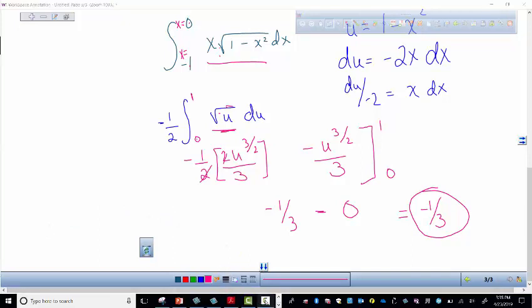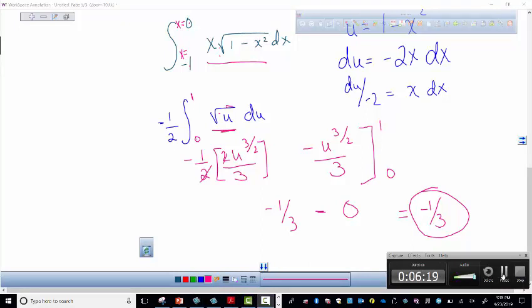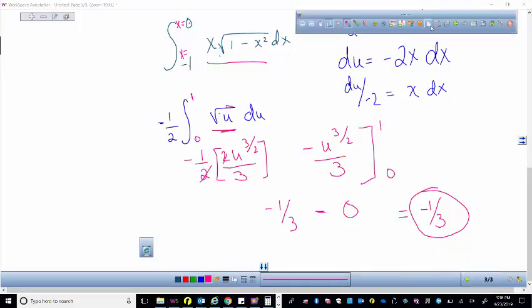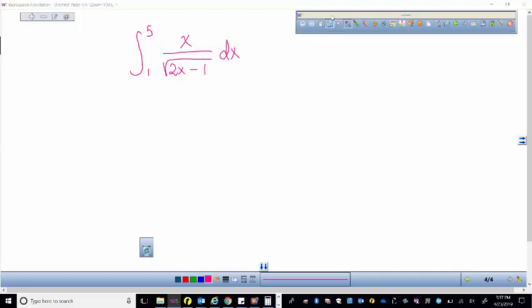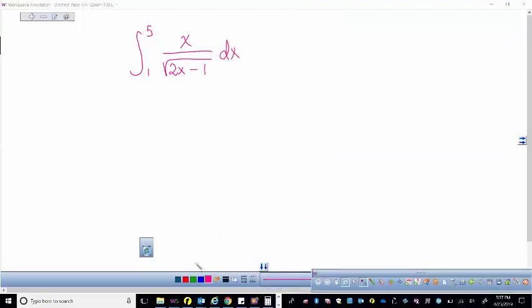And we're going to try one more with the special U-sub. Okay, so we're going to look at one of those special U-substitutions, like you have to do double substitution. So we're going to look at the definite integral from 5 to 1 of the function x over the square root of 2x minus 1 dx. So these are one of those special ones that we worked on last week.